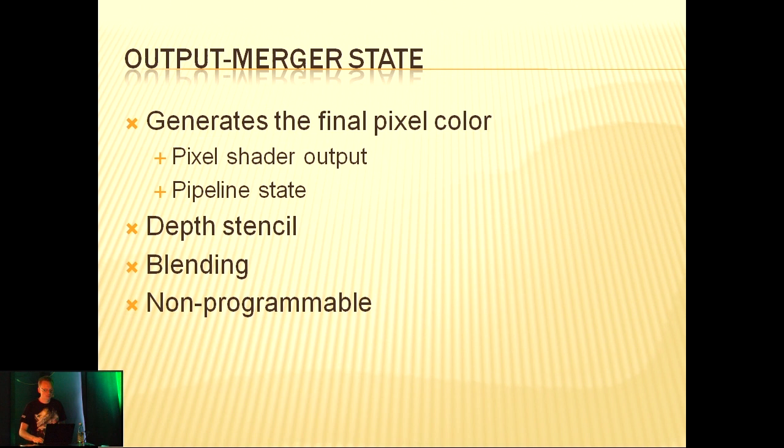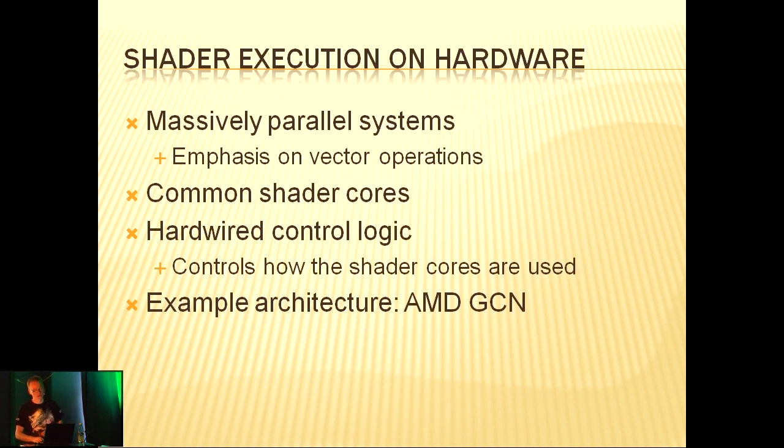Then we have the output merger stage, which basically generates the final pixel color. It takes the pixel shader output and uses the pipeline state, does depth stencil testing and blending, and is not programmable.